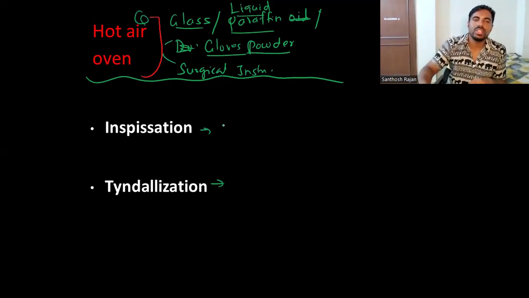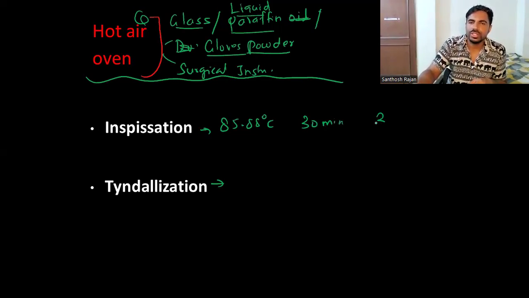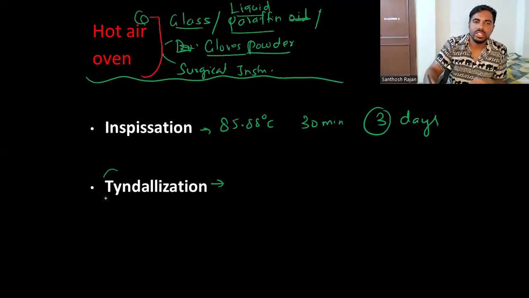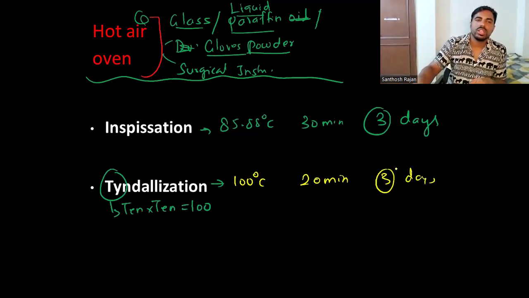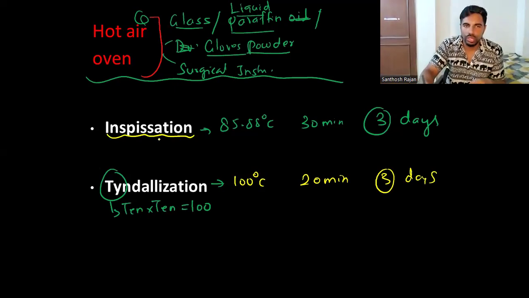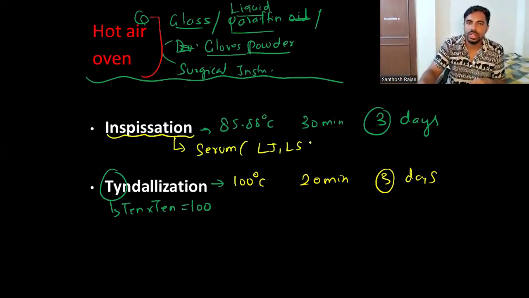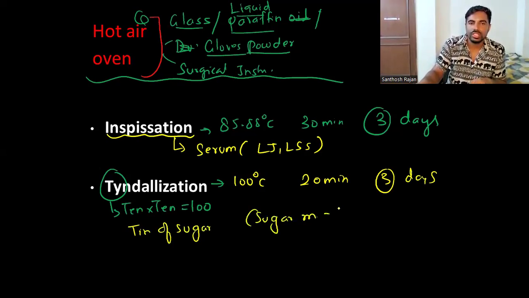Inspissation is just 85 to 88 degrees Celsius for 30 minutes on 3 consecutive days. For tyndallization, how to remember? Remember 10, 10, 10, so it becomes 100 degrees Celsius for 20 minutes, also for 3 days. Inspissation is usually for serum or egg containing media, like LJ media and LSS media. Tyndallization is for sugar containing media. Any media containing sugar, you do tyndallization. That's it.